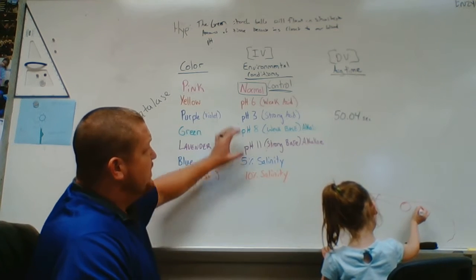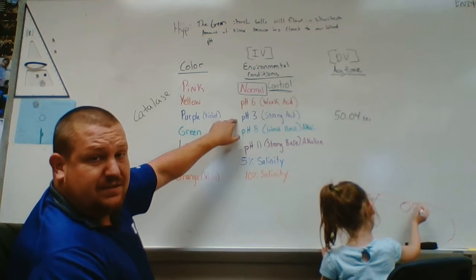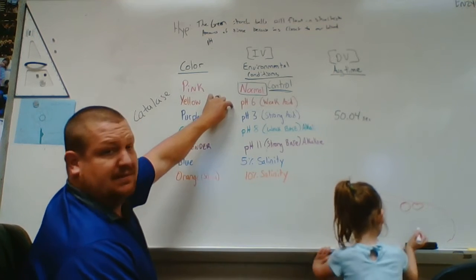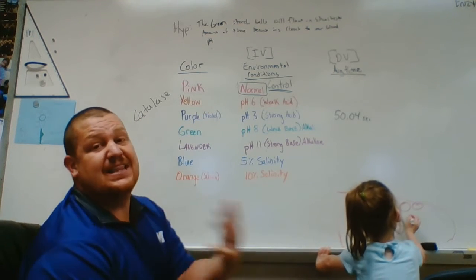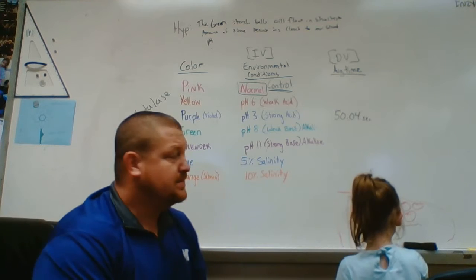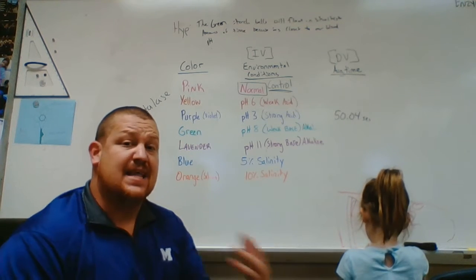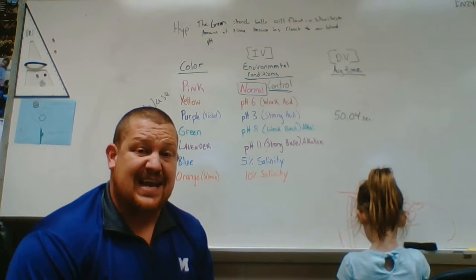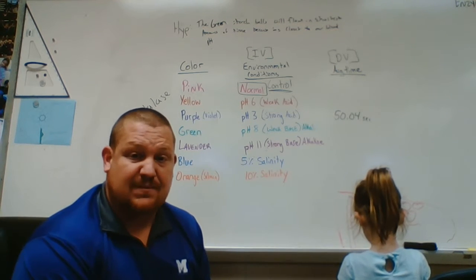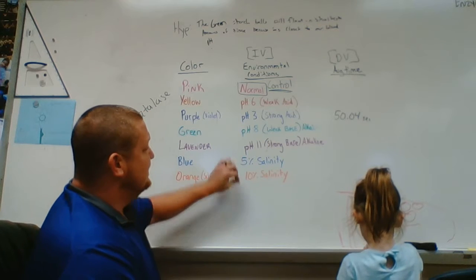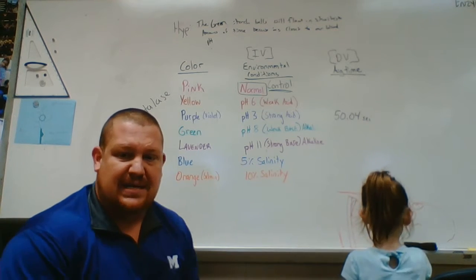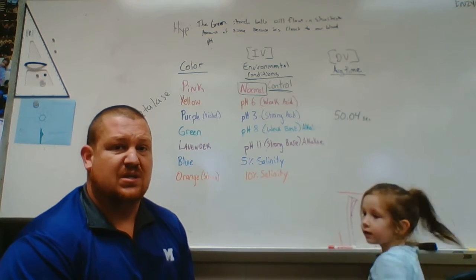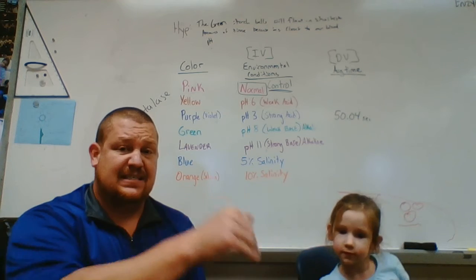All right, now if we talk about the other two pHs, a pH of 3 is 1,000 times more acidic than 6, 10,000 times more acidic than 7. A pH of 11 is 1,000 times more basic than 8, and 10,000 times more basic than 7. All right, these two down here, they are not acidic, they're not basic, they're just some saltwater solutions. So we're going to see how these affect catalase.